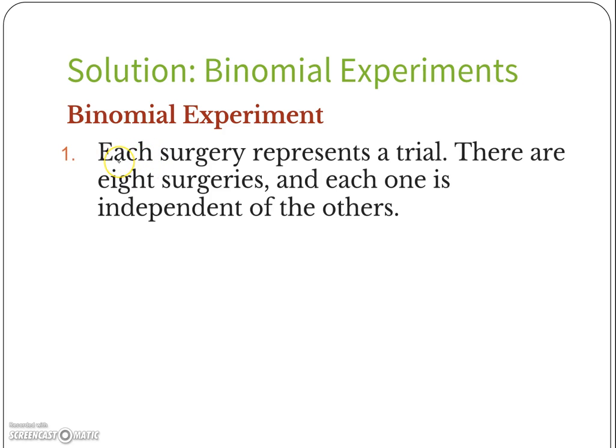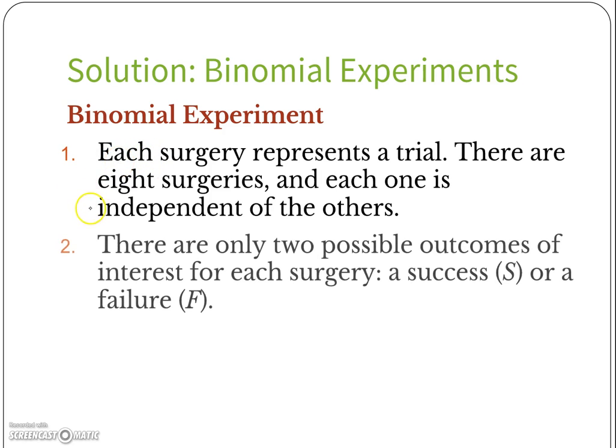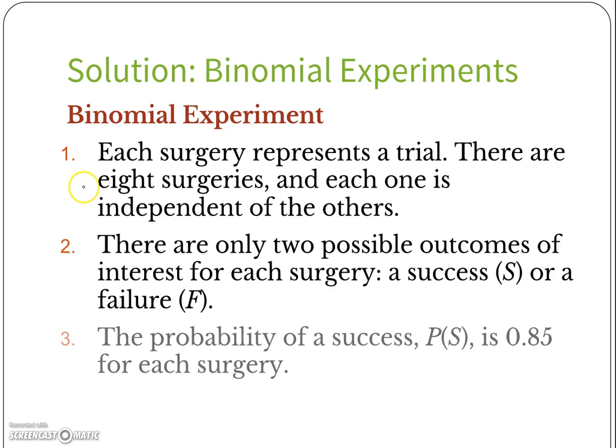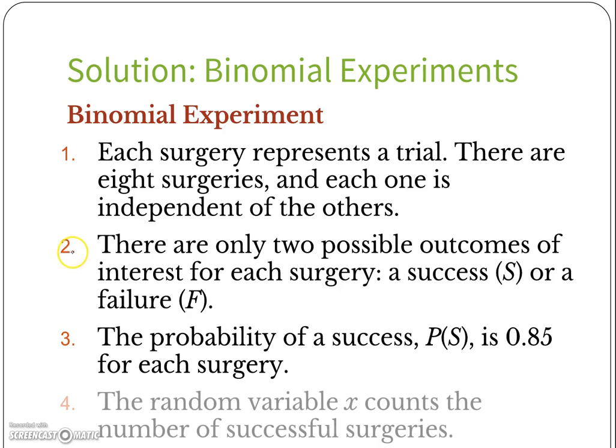Each surgery represents a trial. There are 8 surgeries, and each one is independent of the others. So that fulfills one criteria. Two, there are only 2 possible outcomes of interest for each surgery. Either the surgery is a success or it's a failure. That's criteria 2. Criteria 3, the probability of a success is 0.85 for each surgery. The probability is the same for all of them. And the random variable x counts the number of successful surgeries. So if he had 8 surgeries, he could have 0 surgeries that were successful or 1 surgery that was successful, all the way up to 8 successful surgeries. So the random variable x would be the numbers 0 through 8, those whole numbers that I listed.